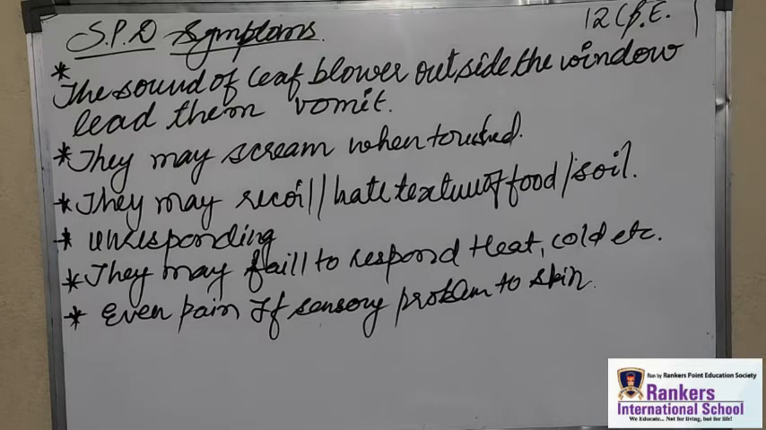They may scream if you touch them, because when one of the senses is lost, definitely there will be a lot of problems in the body. But they also have multiple intelligence if they have this kind of problem. So the second symptom is they may scream when you touch them, if they are very sensitive. They may recoil, or they may hate the texture of food. Sometimes they hate the texture of anything, like they say, oh, how dirty this wall texture is, how dirty the texture of this cloth. They may also hate some colors. Like if you wear a green shirt, they say, oh no, it's very bad, I don't like your shirt. This kind of thought process comes to their mind.